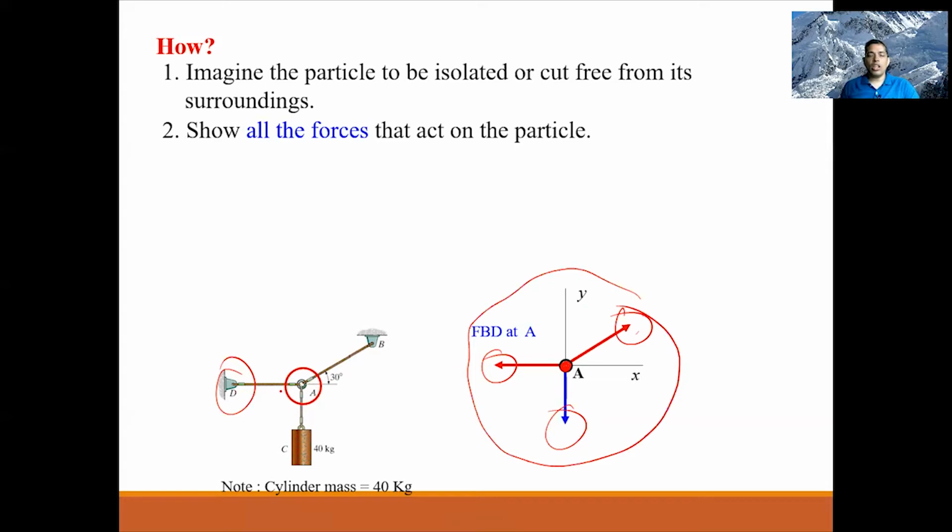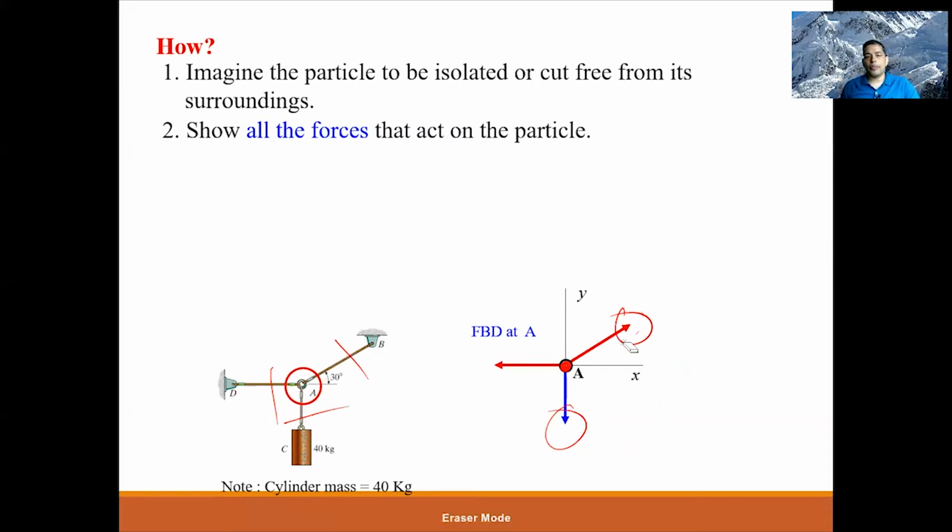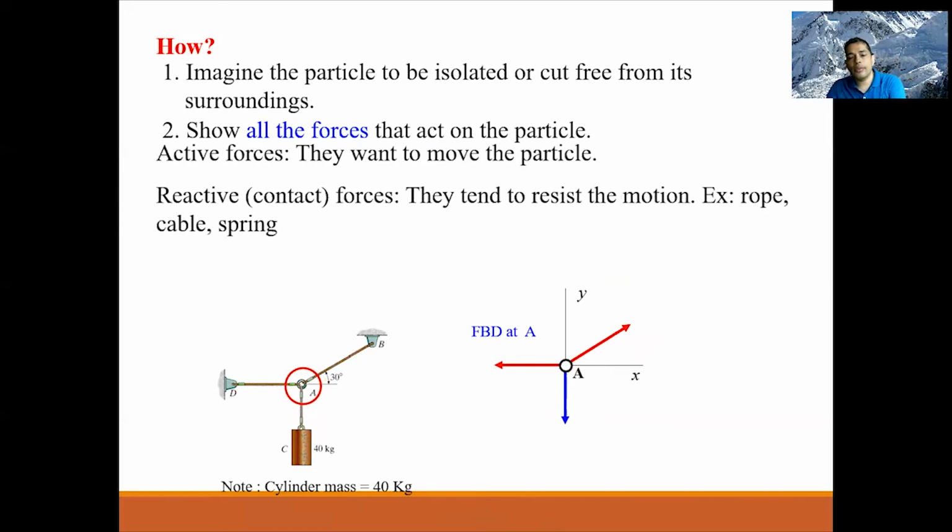Meaning, if we have a system like this, cut it free and just show all the forces acting on that particle. That's called free body diagram. Once you do that, you show all the forces there. So now what is the force here? This is the direction of force. What is the magnitude of force? Do you know the magnitude of this force?